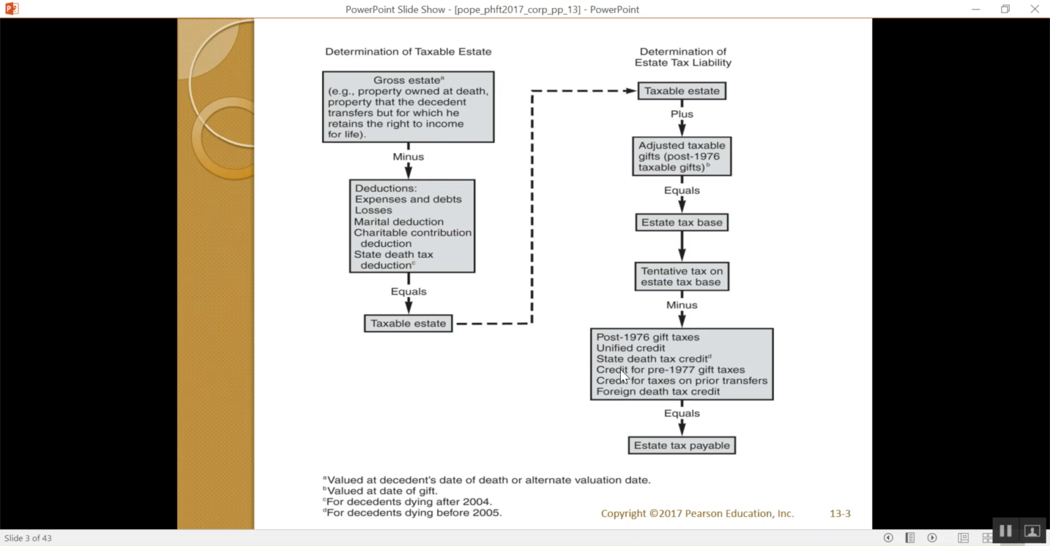And then there's a state death tax credit, which it tells you down here is for decedents dying before 2005. So that doesn't even apply anymore. You can ignore this, unless, I don't think I gave you any problems where someone died before 2005. But remember that there is a credit for that if I did. I don't think I did though.